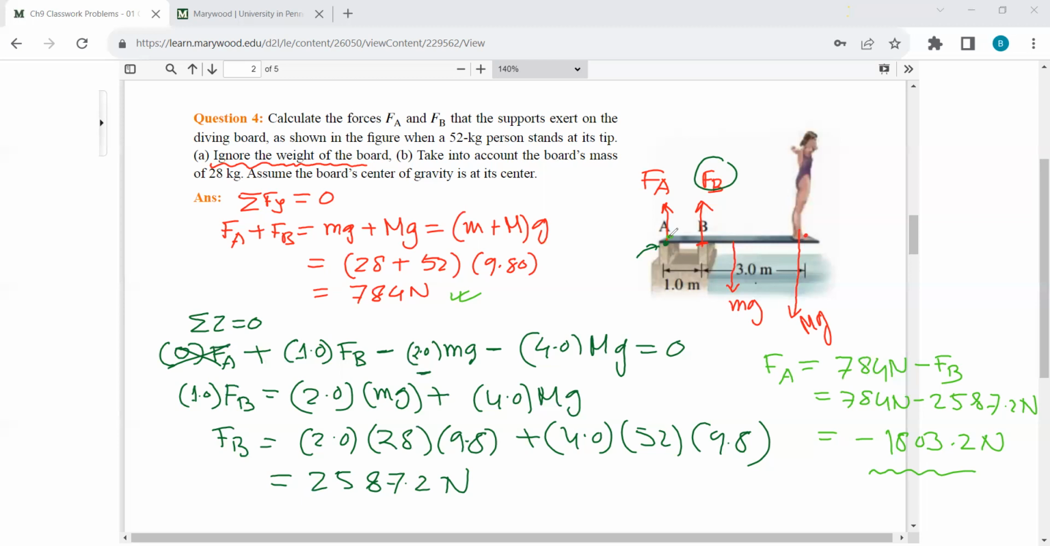Now, if you ignore the board mass or board weight, you see that it will be less because this is 0. And then in the second equation, this will also be 0. It's even simpler. So you can try the same strategy that we used in this problem on number B, and check whether you can solve it. The result I already posted in the solution, so check your result with my result. All right.